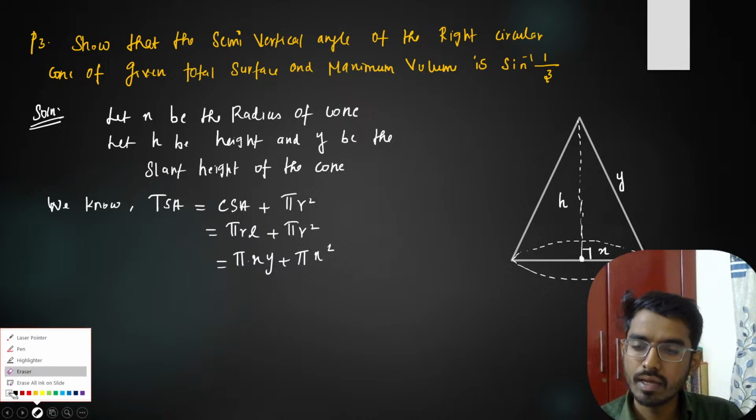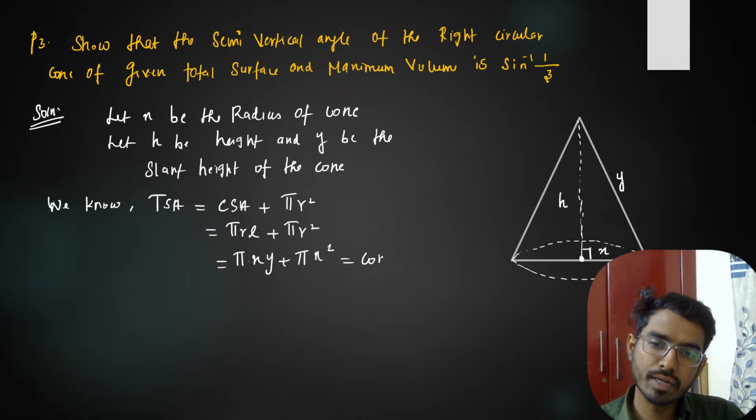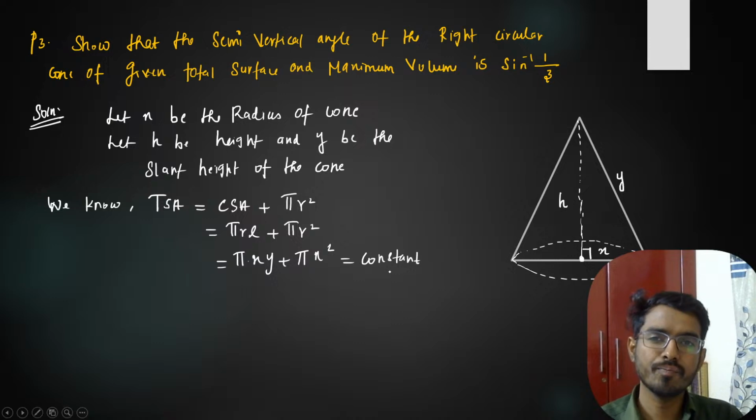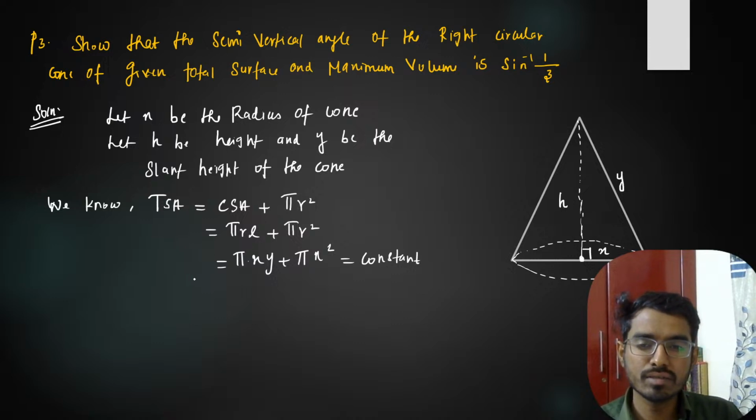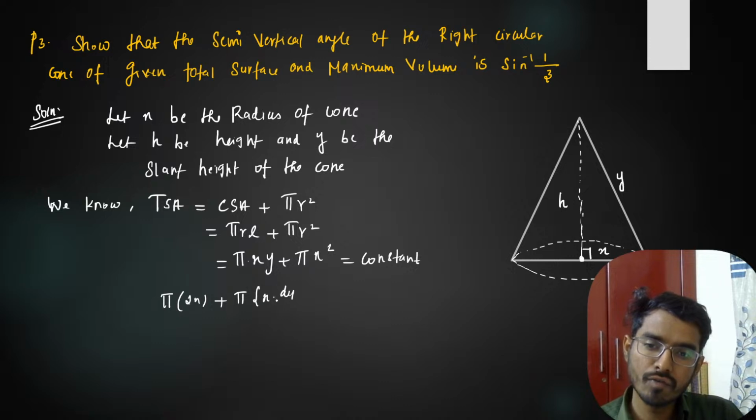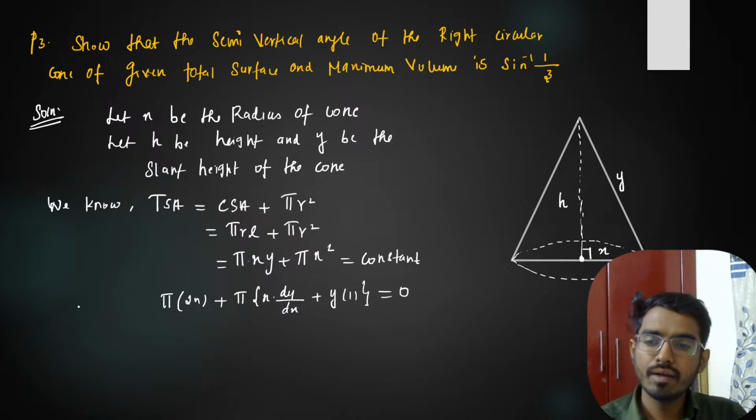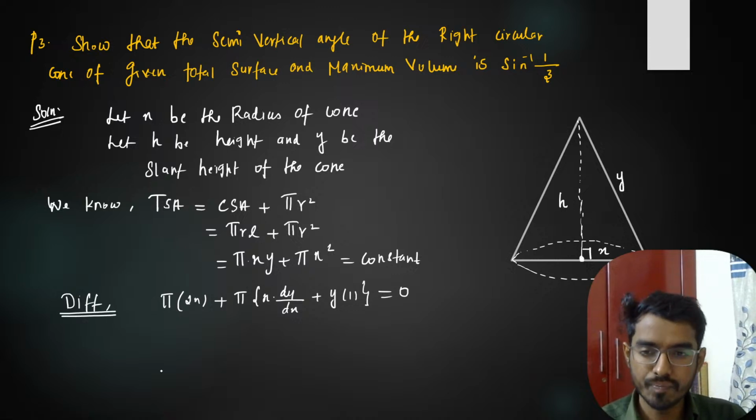This is our TSA, and we know this is constant, right? This is a number. Let us try to differentiate this because we need this in the problem. If I differentiate, what will we have? Pi x square derivative is 2x. For pi x y, we keep x as it is, derivative of y is dy by dx, plus we keep y as it is, derivative of x is 1, equal to 0. Right? Differentiate this. We need this in the upcoming slide.